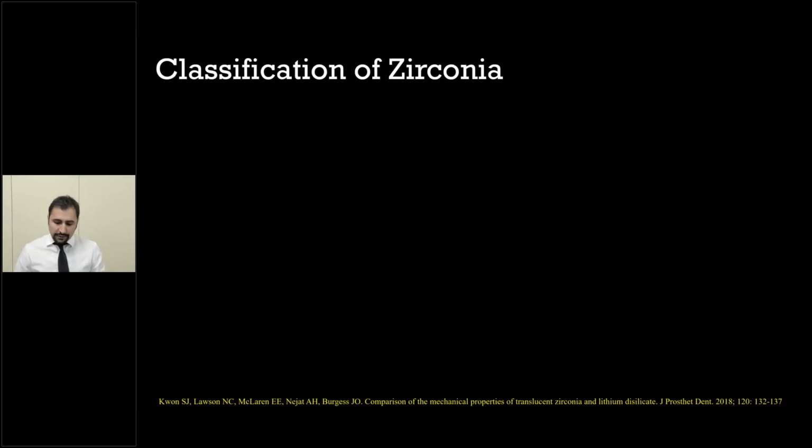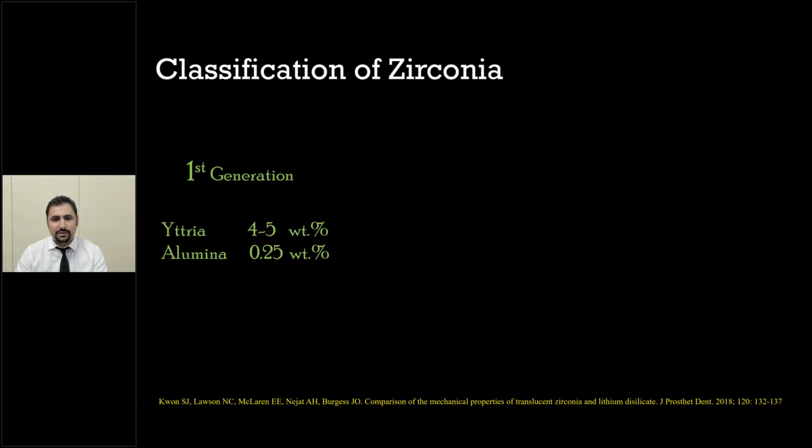Now, we know that zirconia is called by many names out there. For example, we hear translucent zirconia, we hear conventional zirconia. So how can we really scientifically classify zirconia? Let's classify it based on how it's manufactured and what it's composed of. If we do that, we're going to see the first generation of zirconia, which was produced a long time ago, has around 4 to 5 weight percent yttria, and it has around 0.25 weight percent alumina.